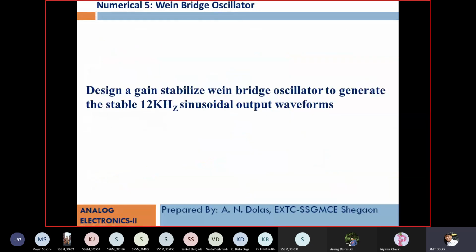Moving ahead, one example on the Wien bridge oscillator. So numerical 5, Wien bridge oscillator. Design a gain stabilized Wien bridge oscillator to generate a stable frequency of 2 kilohertz sinusoidal output. So what is the formula for Wien bridge? 1 upon 2 pi RC.